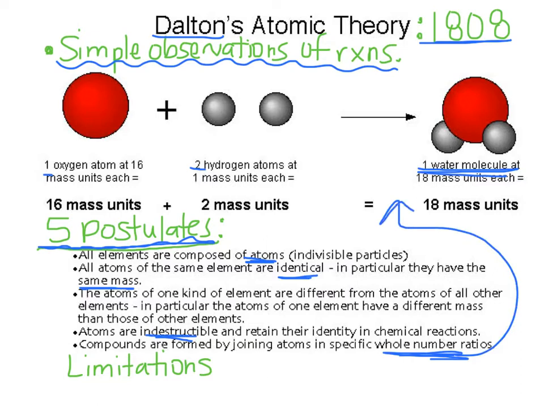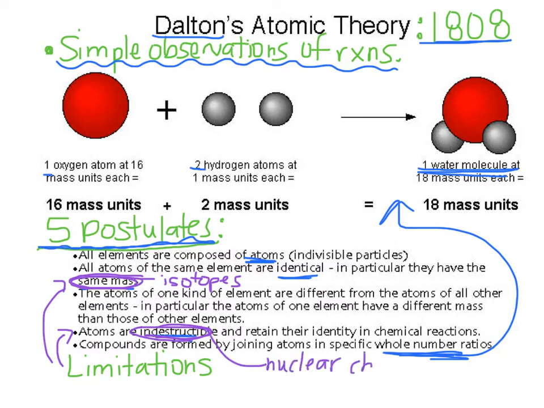So there are some limitations of this theory, and the first one you're going to learn in the very next video. Not all atoms have the same mass. We're going to learn that there are things called isotopes, and those are basically atoms of the same element, but they weigh differently based on the number of neutrons they have. Another limitation is that atoms are not indestructible. We know that you can split an atom. We can do this in what's called nuclear reactions or nuclear chemistry. And so those are just a couple of limitations, but the general idea was good.